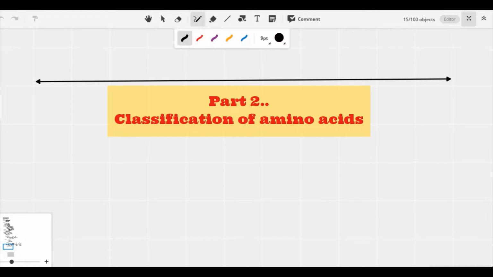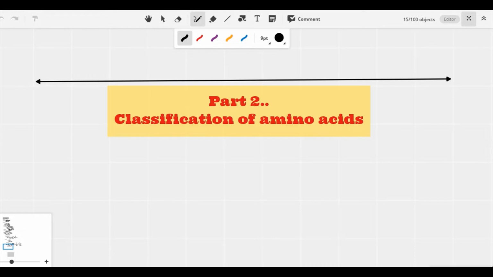So as we discussed earlier, the amino acids are actually the basic building blocks of the proteins, and they contain two functional groups. One is known as the amino group and the other one is known as the carboxyl group, and we also discussed that there are 20 different types of amino acids that are naturally occurring, and now we are going to classify the amino acids.